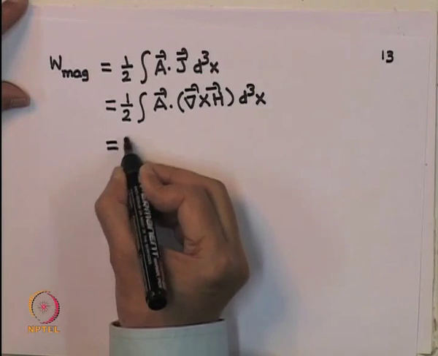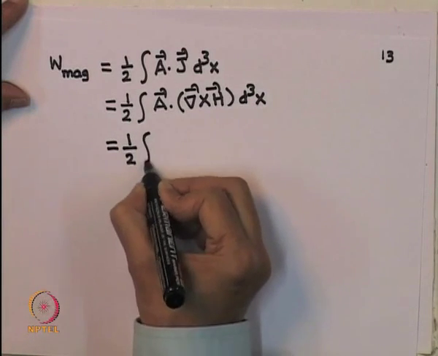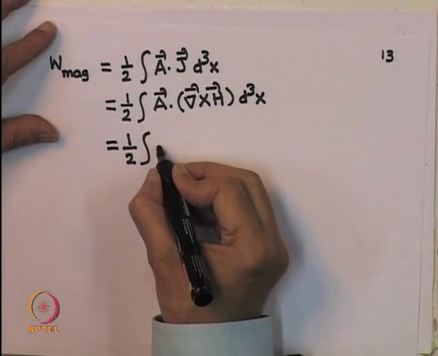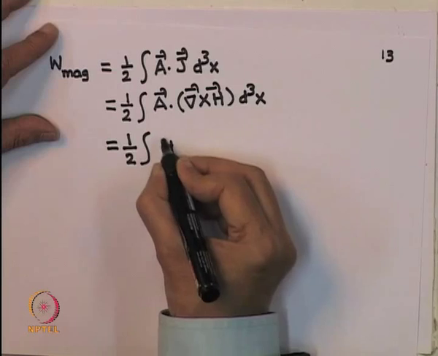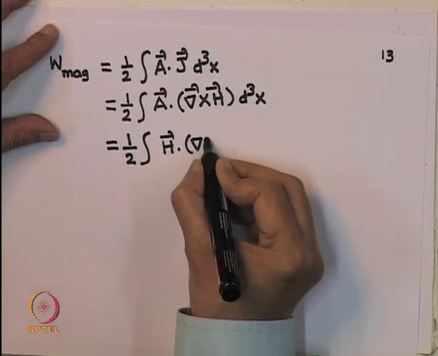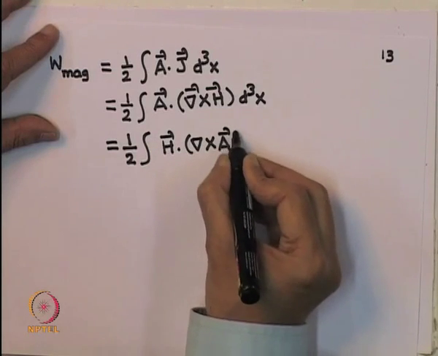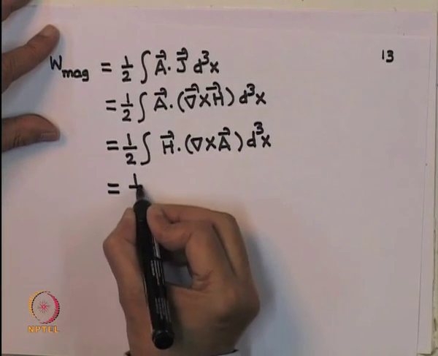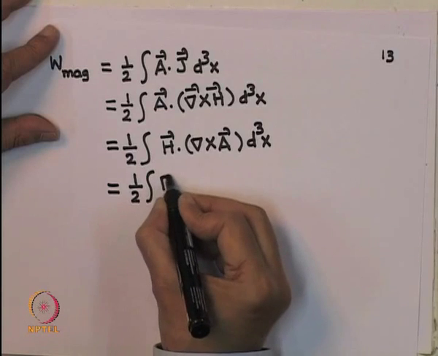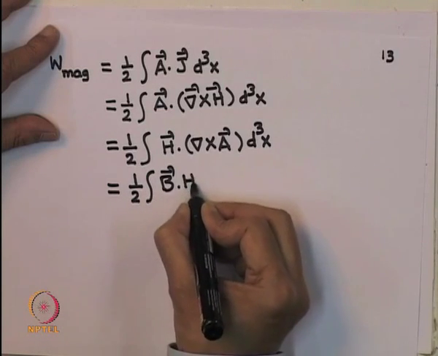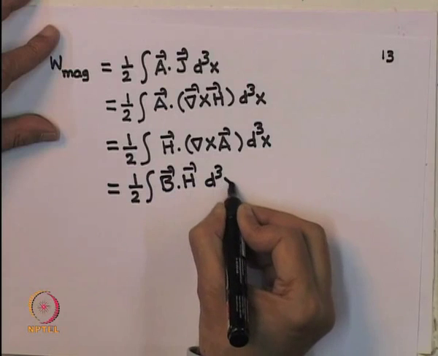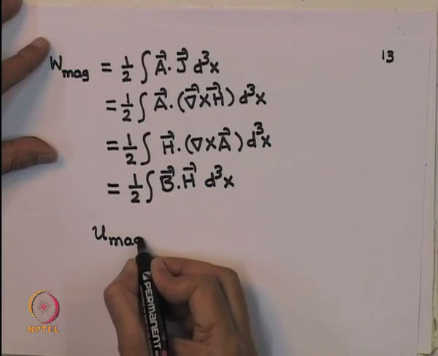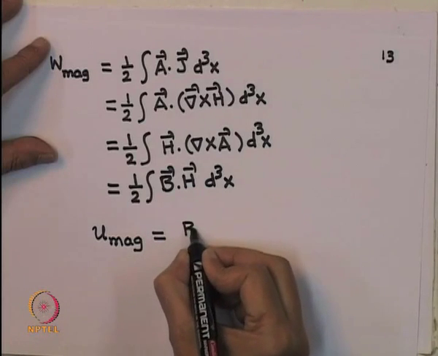and then I use the relationship of dot and cross product to interchange them. So, I will write this as d cube x H dot del cross A d cube x, and del cross A is B. So, this is half H dot B or B dot H. So, there is an energy density due to the magnetic field, which is simply given by B dot H by 2.